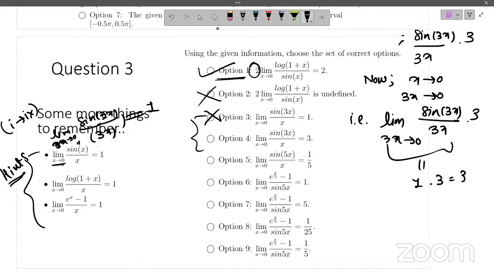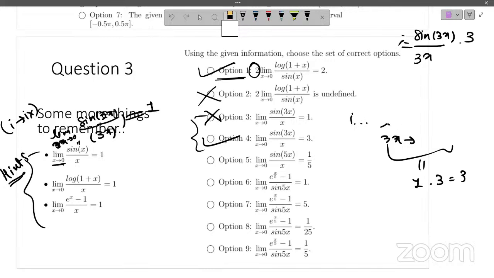The limit as x goes to 0 of sine 3x by x is given to us as 3. So that means the fourth option is correct, right? Option 3 is incorrect, wrong, right? So any doubt till now? No, ma'am.